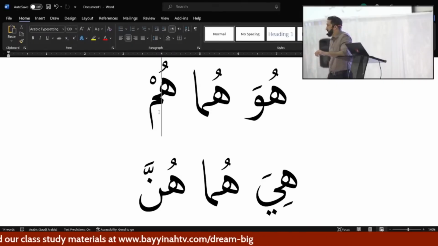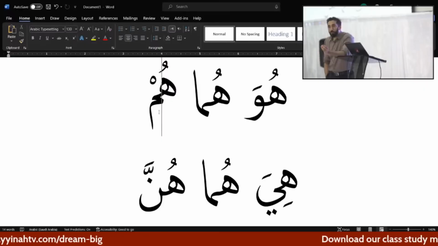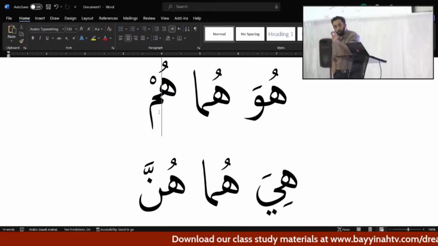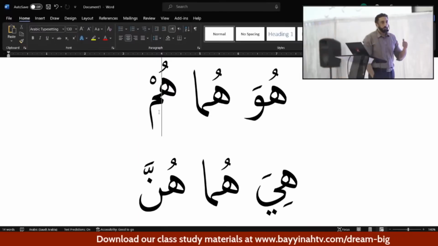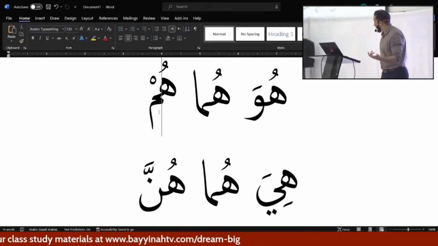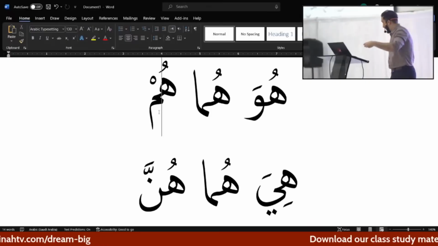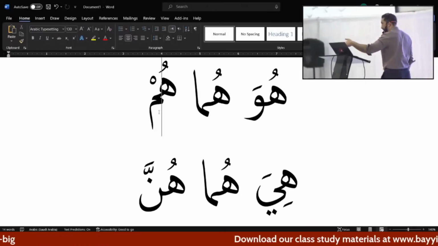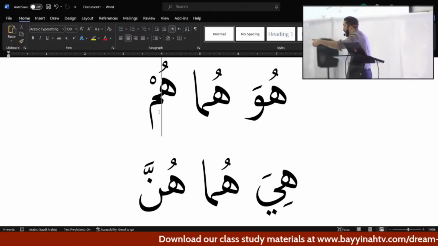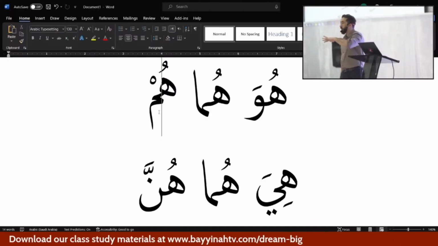Only 2 properties left. What 2 properties? Number and gender, and those come from the meaning. What does huwa mean? He, which means it's singular and masculine. What does huma mean? Both of them, which means it's 2 and masculine. What does hum mean? They, which means it's plural and masculine. Now I know 4 properties of all of them.